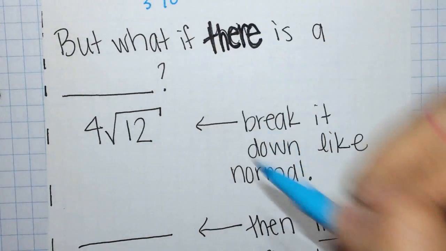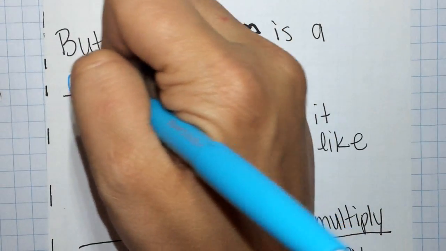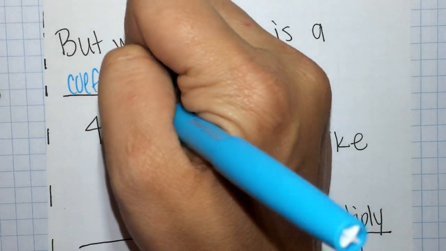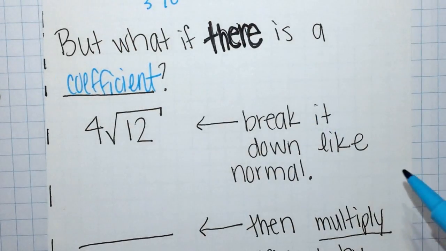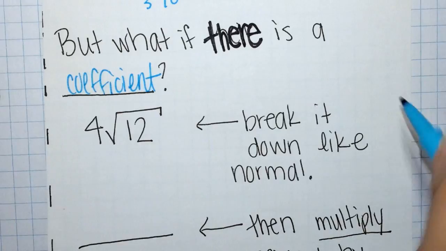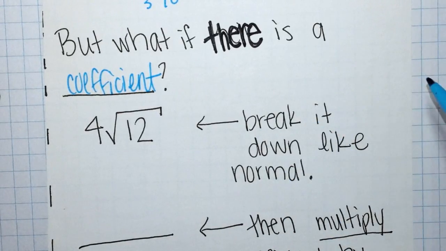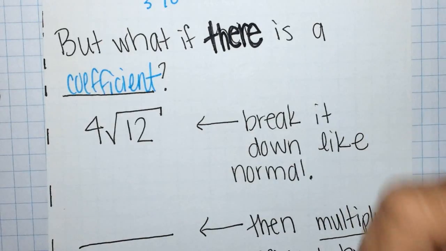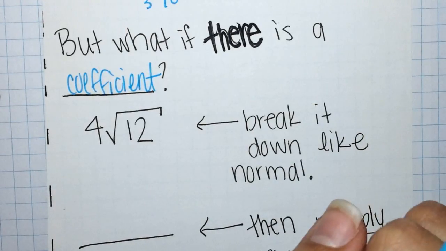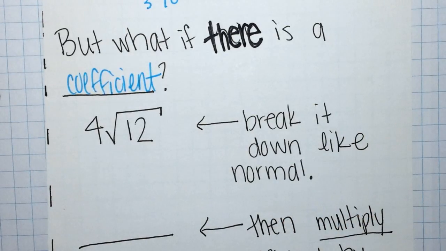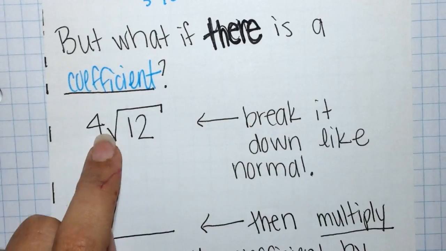All right, but what if there is a coefficient? What is a coefficient? If I had 2x and 3x, those are like terms, right? But what are the coefficients of those? The numbers. Coefficients are the numbers out front.